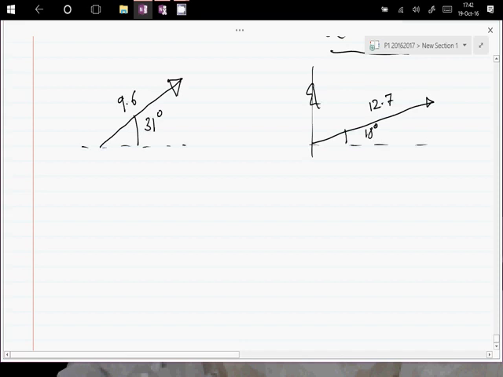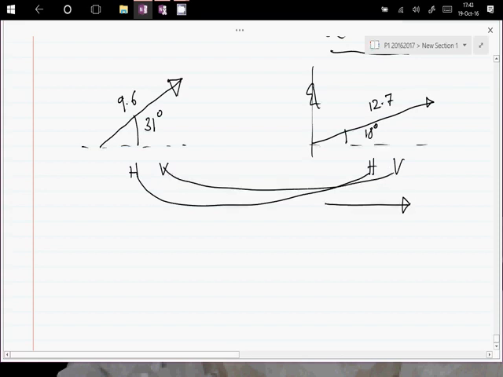Okay, now what I'm going to do is this. I'm going to find the horizontal and the vertical component of this, and the horizontal and vertical component of this. I'm going to add the two horizontal components, and I'll get a total horizontal component. And then I'm going to add the two vertical components, and then I'll get a total vertical component, and then I'm going to add these together. So the building blocks we've got in the last video, and this is not going to be too difficult to do, okay?